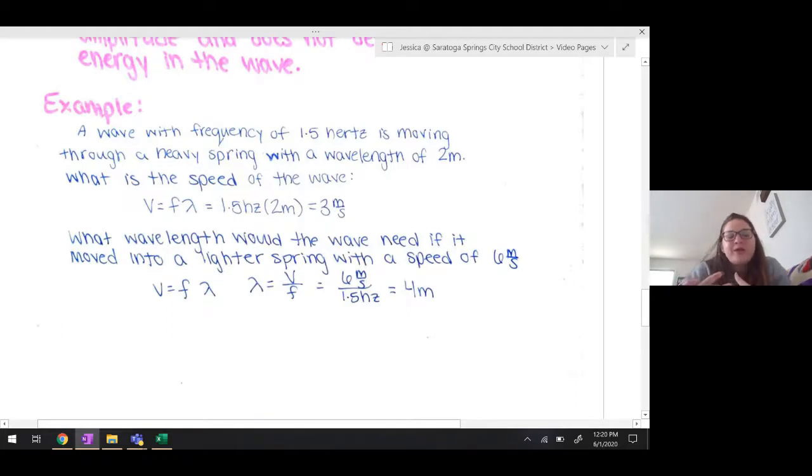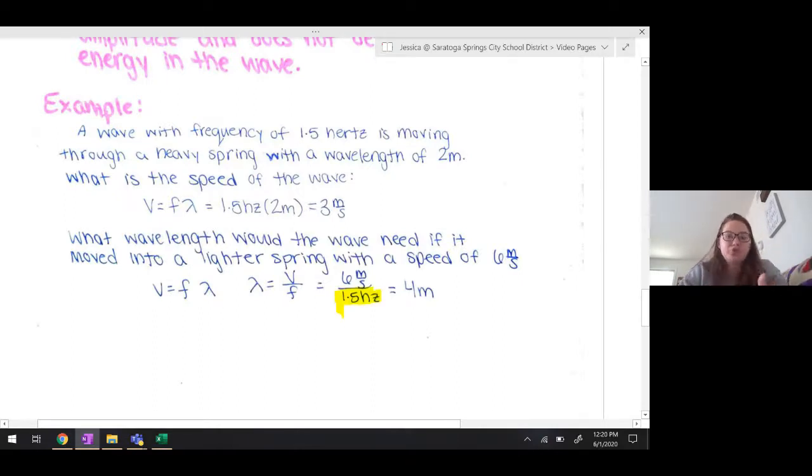Not too bad. What wavelength would the wave need to be if it moved into a lighter spring with a speed of 6 meters a second? Okay, well, now I need wavelength. We're moving into a different medium, which is why my spring is changing, or my speed is changing. The other thing I need to keep in mind is that frequency remains the same, which is why I'm still able to plug in that 1.5 hertz.